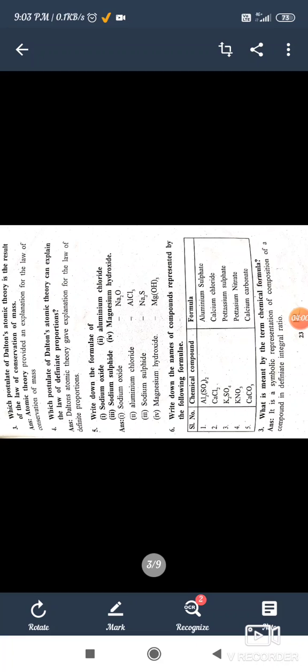Which postulate of Dalton's atomic theory can explain the law of definite proportions?